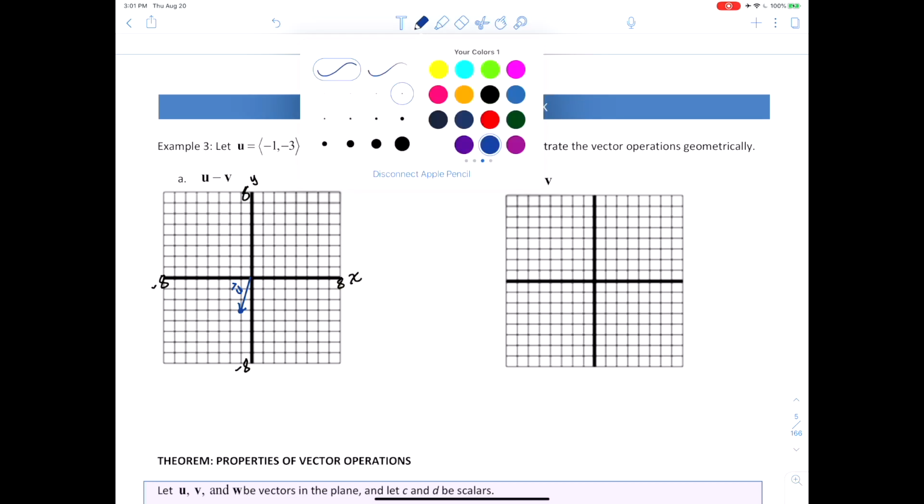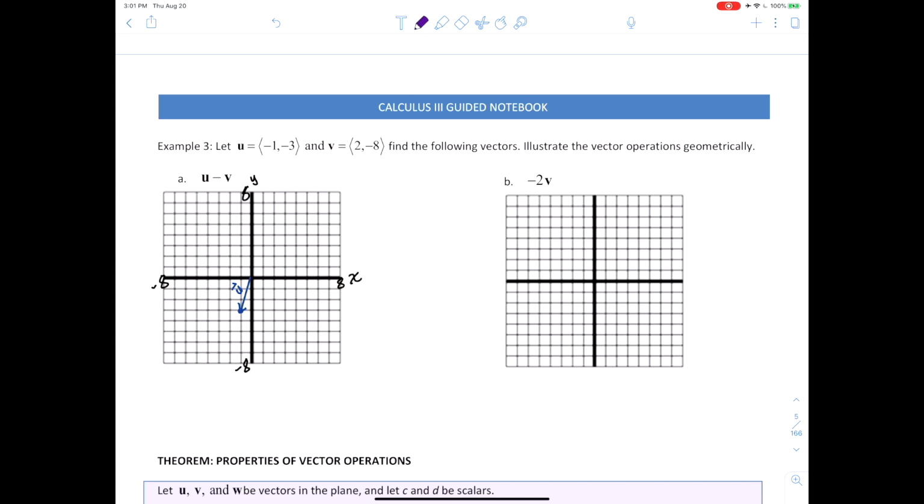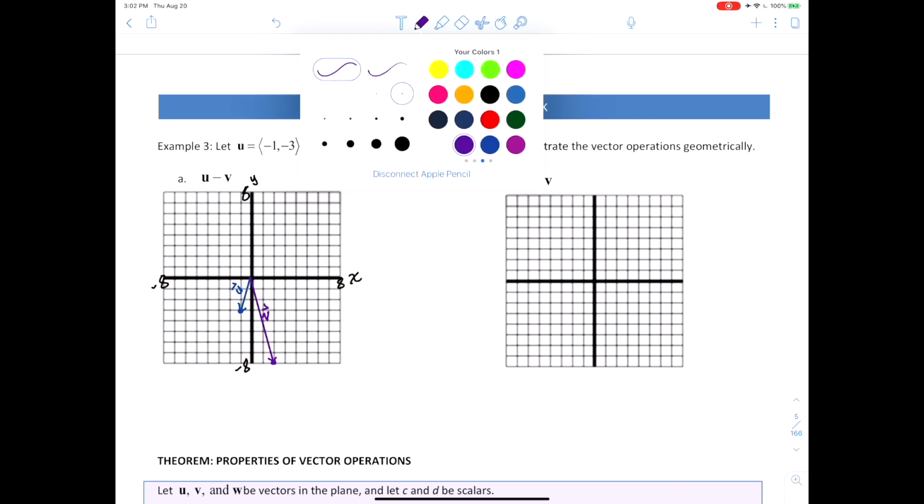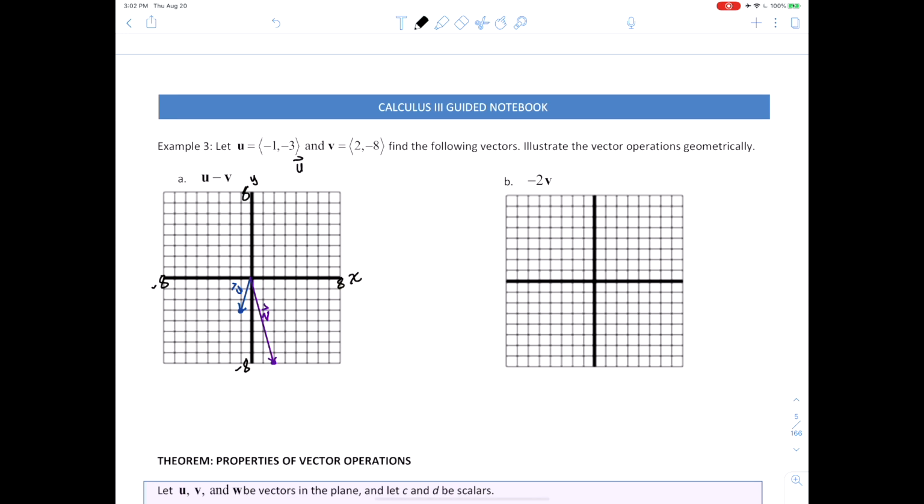Now the vector V, we'll do in purple, and that's <2, -8>. So 2, -8. So we're down here. And that's our vector V. So we want to do U minus V. But remember that U minus V is equal to U plus -V, the opposite of V in the vectors.